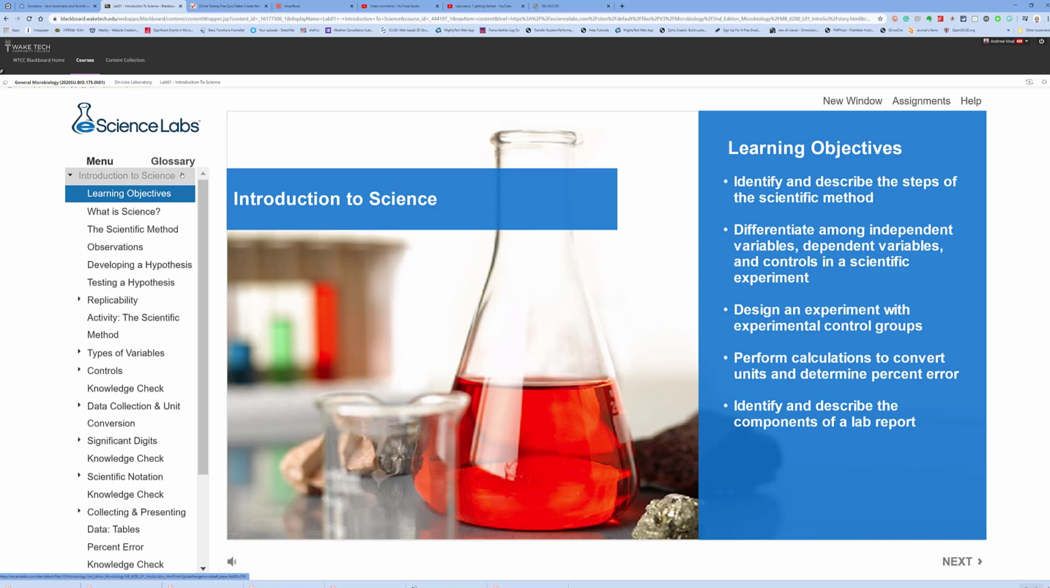So the learning objectives: identify and describe steps in the scientific method, and that's important. Differentiate amongst independent variables, dependent variables, and controls. And then we look at designing an experiment with a control group, performing calculations to convert units and determine percent error, and then we identify the components of a lab report.